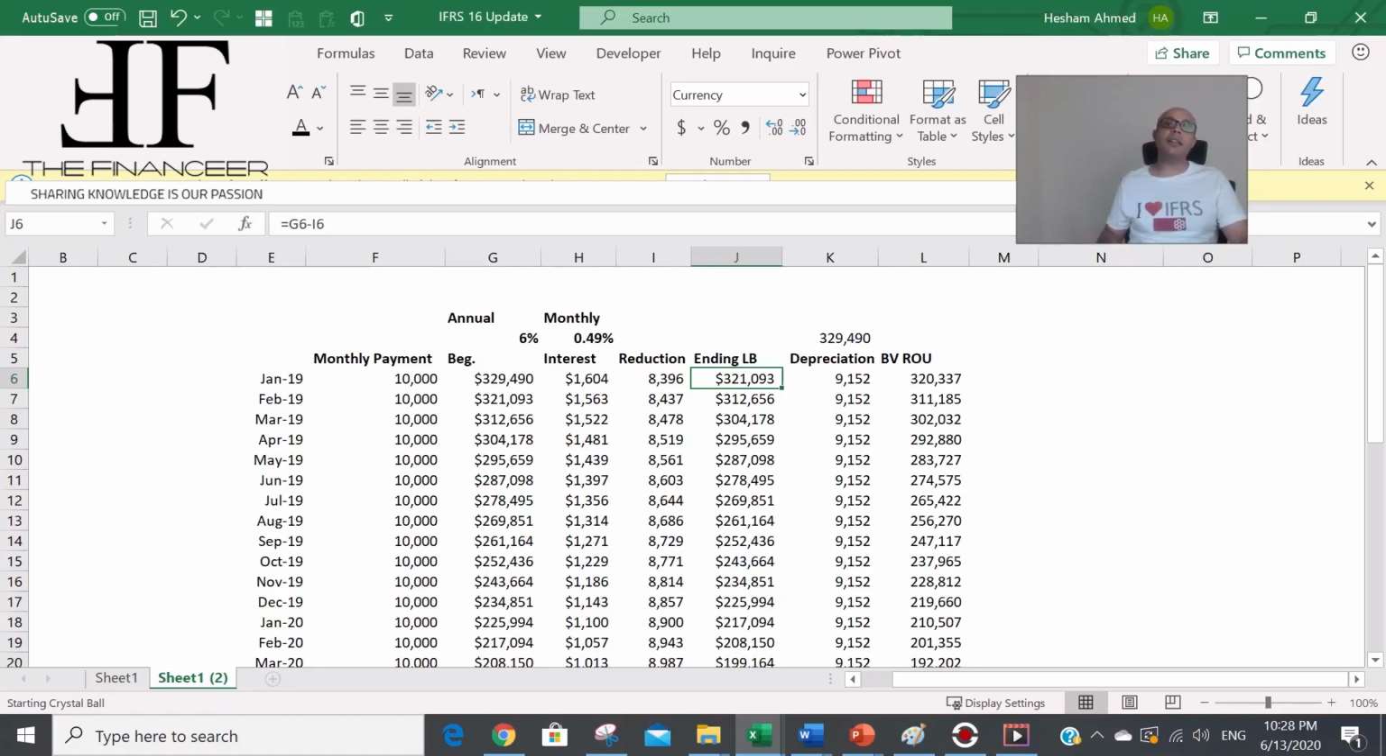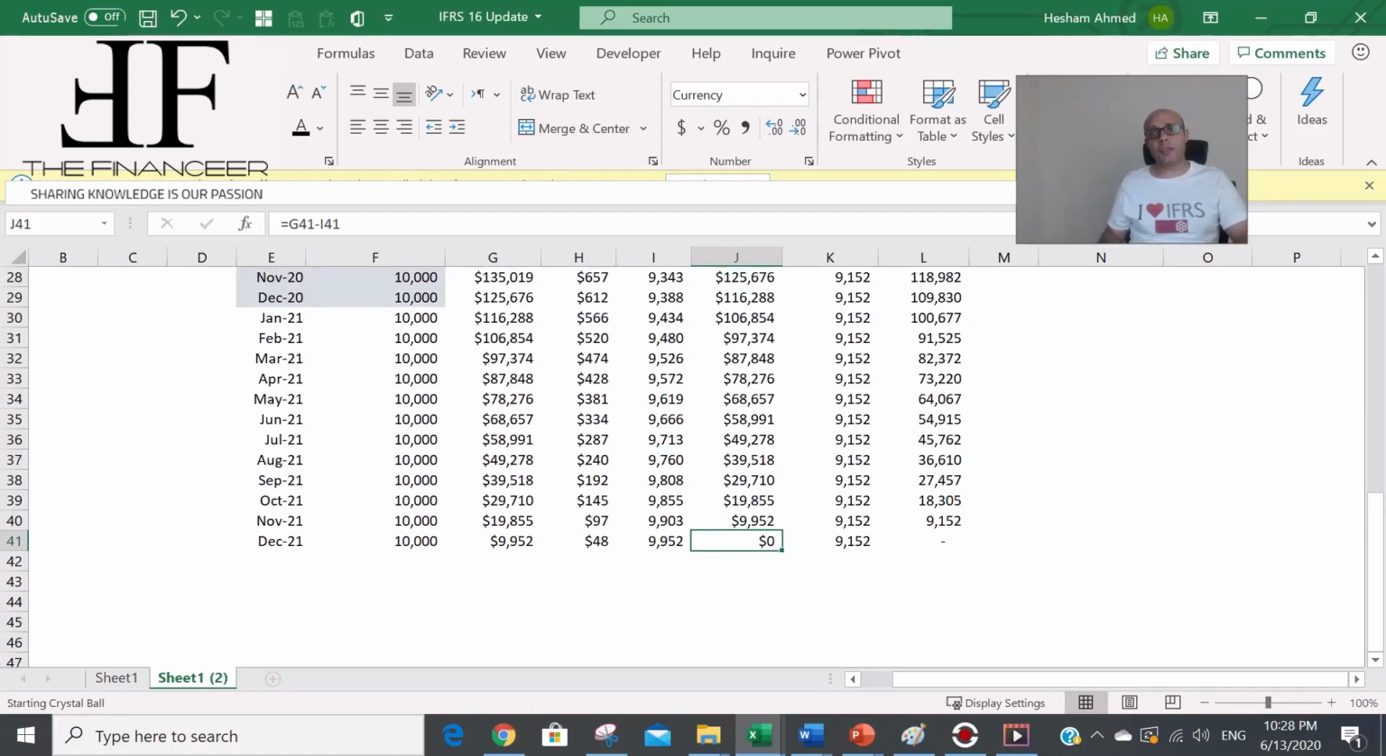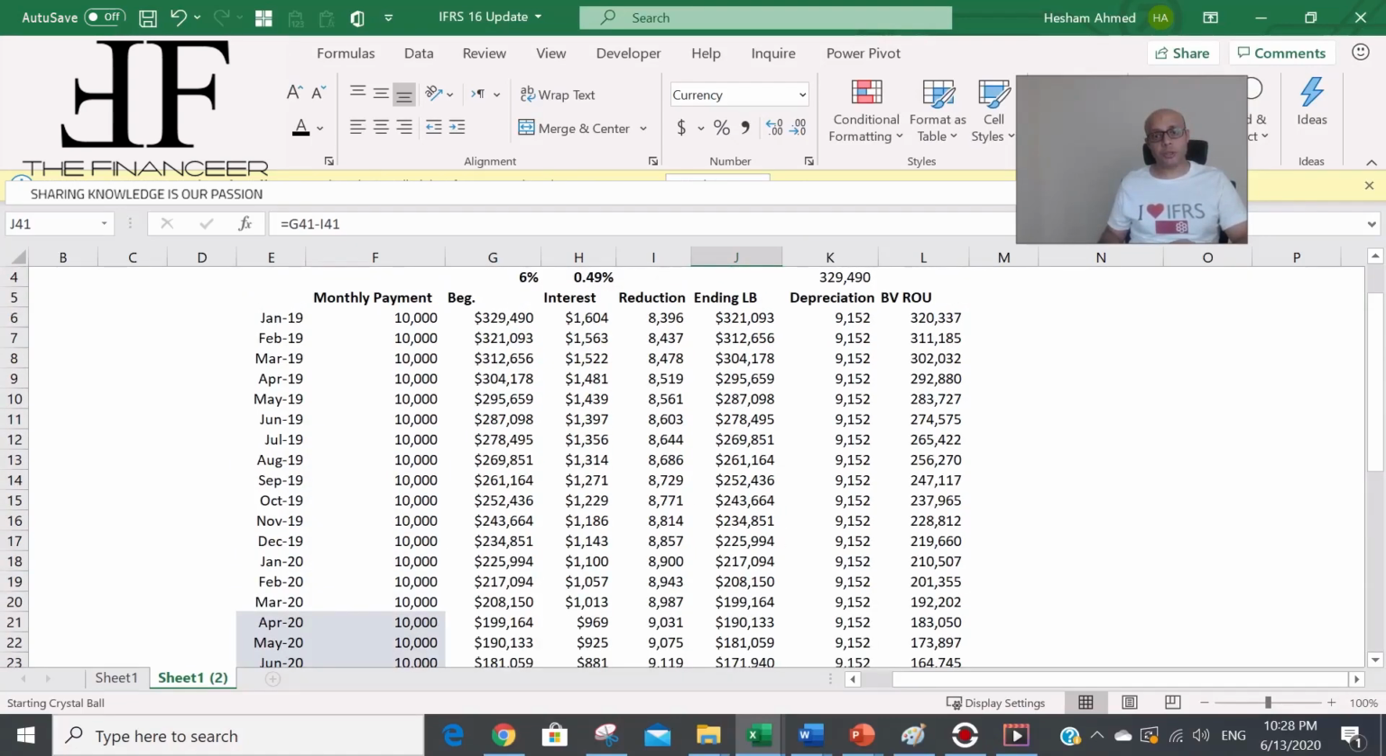So this will be the ending balance, and you are going to run the calculations up to the end of the 36th month. So you will find that the lease liability reaches 0, and this is the ending balance of the lease liability for this contract. And this means that you paid everything and you don't have any other obligations related to this lease contract.